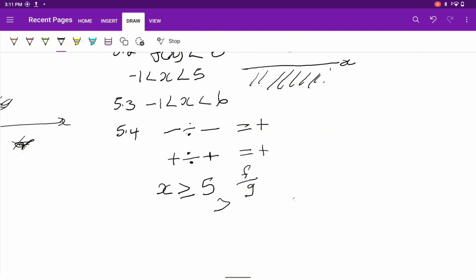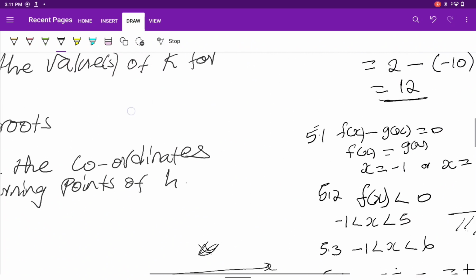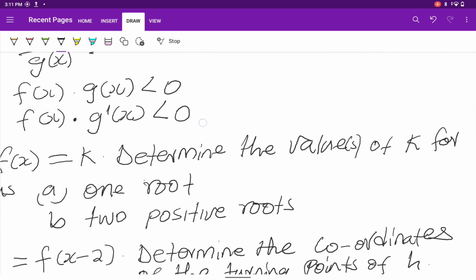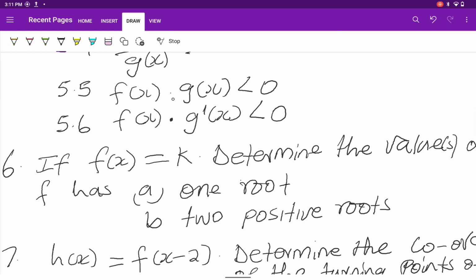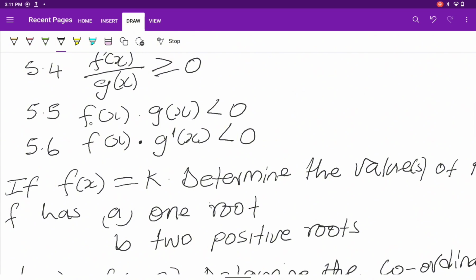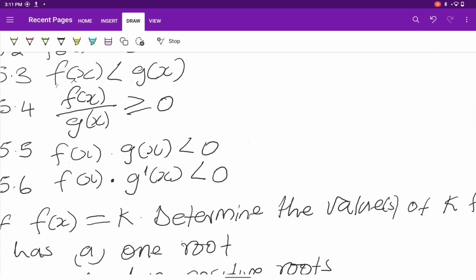Number 5.5. Let us look at question 5.5. Now 5.5 says f at x times g at x is less than 0. Now here we do the same thing. Less than 0 means negative this time, so it means we have a negative times a positive, or we have a positive times a negative.